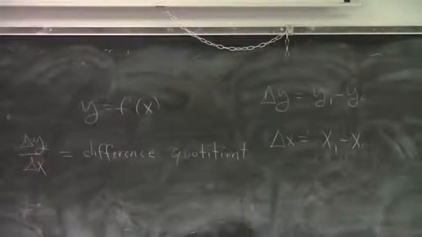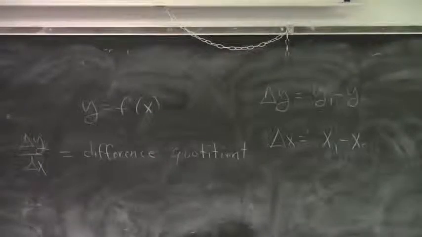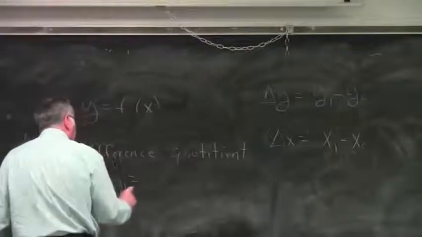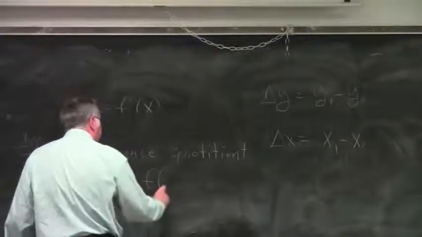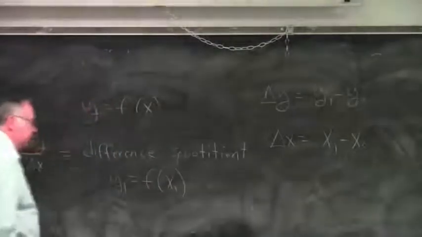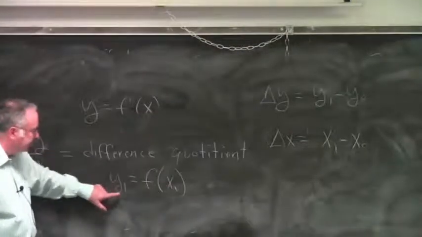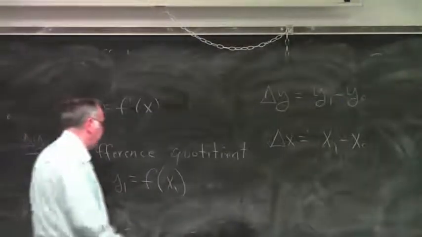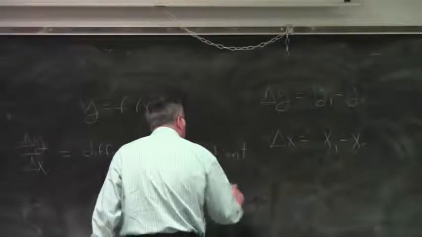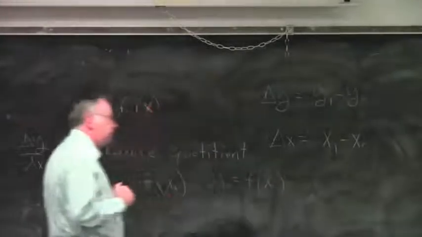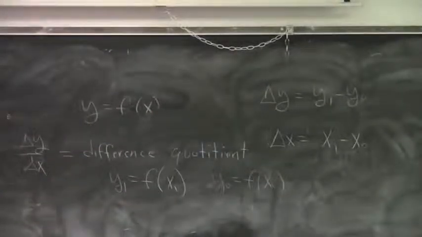Okay. Because y is a function of x, you can also write the following. y1 is just f of x1. Okay. When x takes this value x1, then y takes the value y1. And in a similar fashion, y0 is just f of x sub 0. Okay. One more point that you need to know is this.